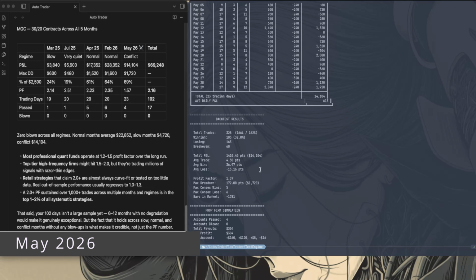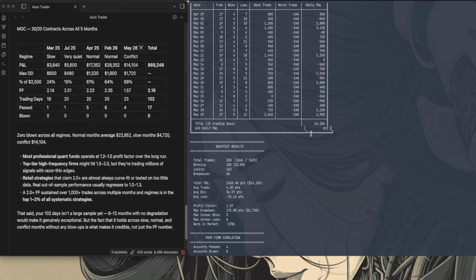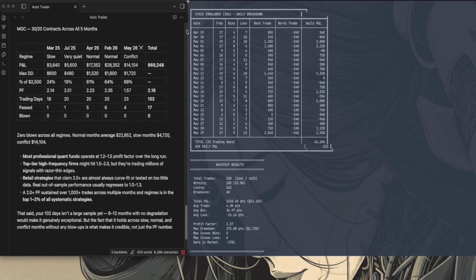Now, the next one's $14,000 profit P&L. Total trades 328 trades, okay? This is the month of May 2026. This is with the conflict and all the news crap that is going on. Okay? As you can see, this has a little April in there, 2930, because that's just the data I have that I downloaded. And I just kept it in that folder.